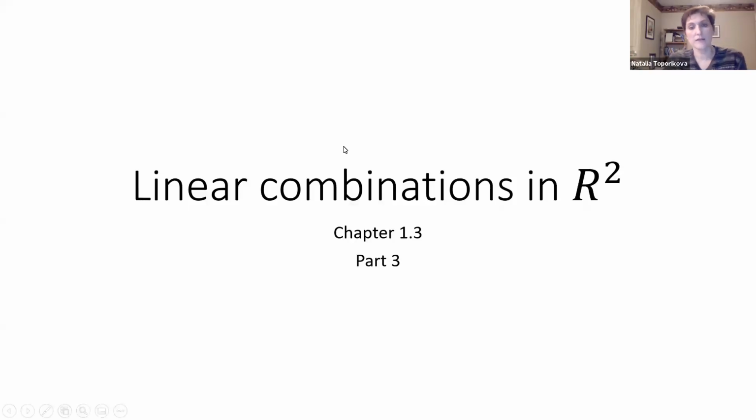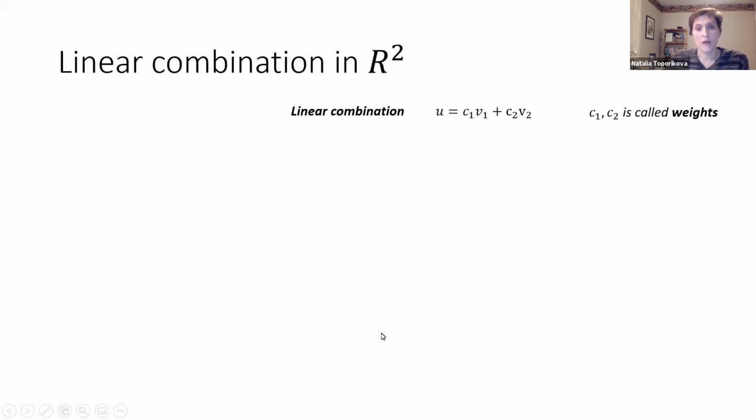Hello, everybody. This is the third part of our chapter 1.3, and we're going to talk about the linear combination in two-dimensional space, or R2. Okay, so let's just remind ourselves the definition of linear combination.